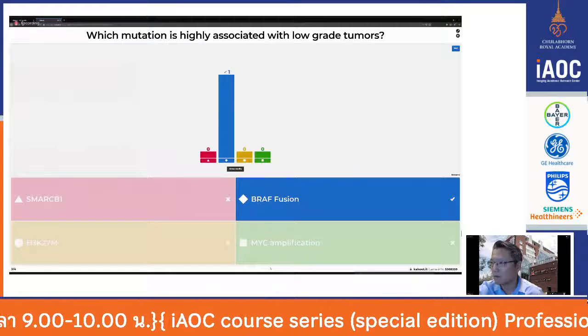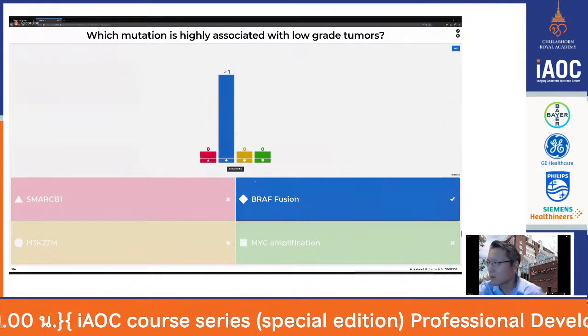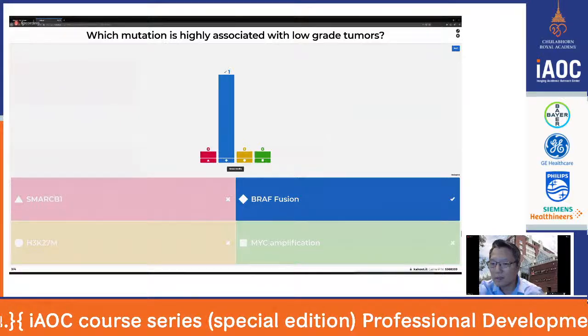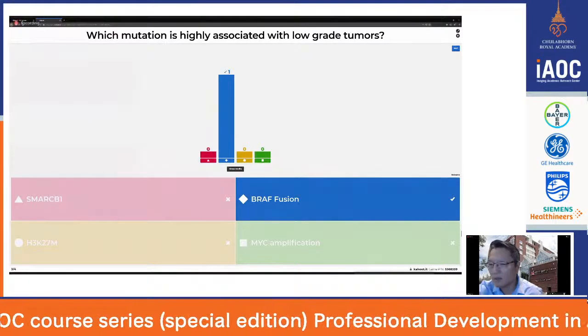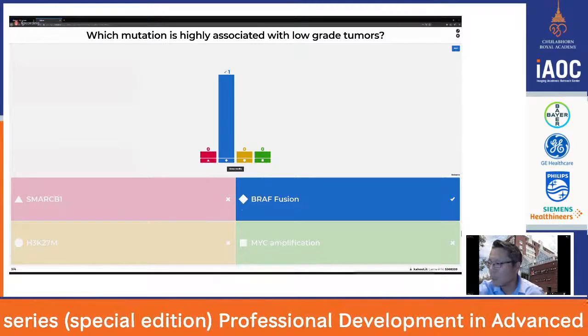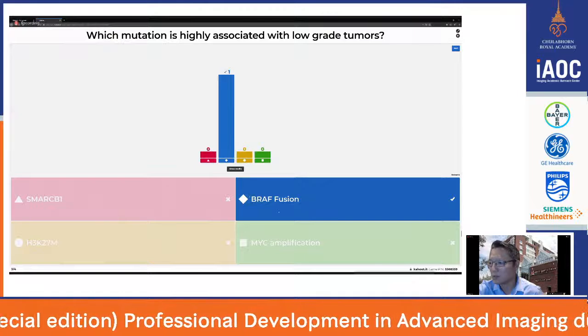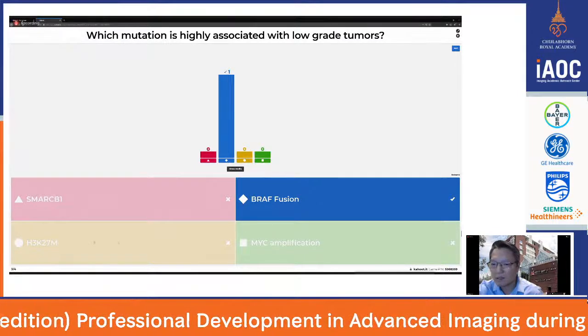All right. So somebody chose BRAF fusion, which is the correct answer. SMARCB1 is going to be for ATRT, right? So that's a high-grade, kind of poor outcome tumor. BRAF fusion is most likely going to be seen in pilocytic astrocytoma, so low-grade tumors. So good job, whoever answered that.